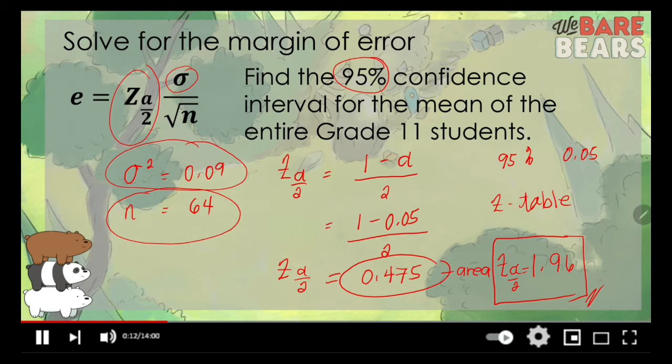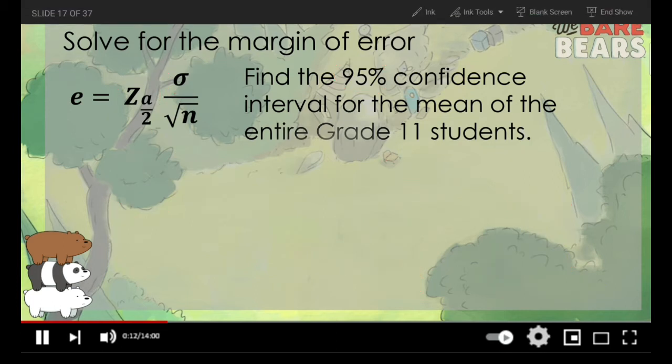So, anong gagawin natin? If you still remember, the standard deviation or the population standard deviation is the square root of the population variance. So, therefore, if your variance is 0.09, our population standard deviation is the square root of 0.09, which is equal to 0.3. We may now compute for the margin of error.